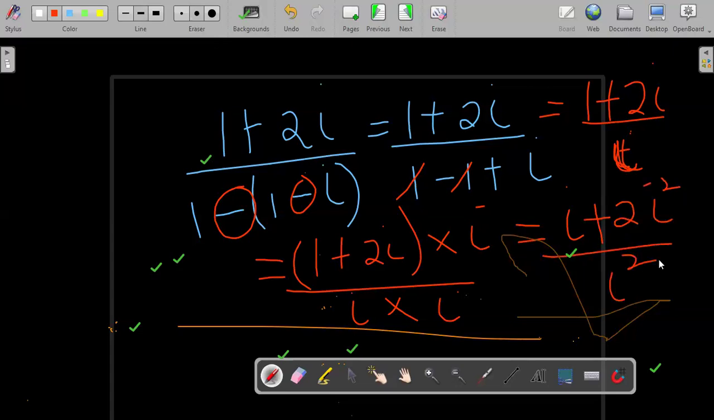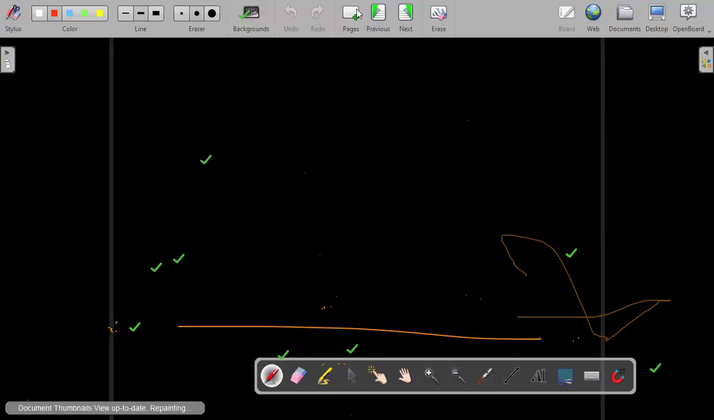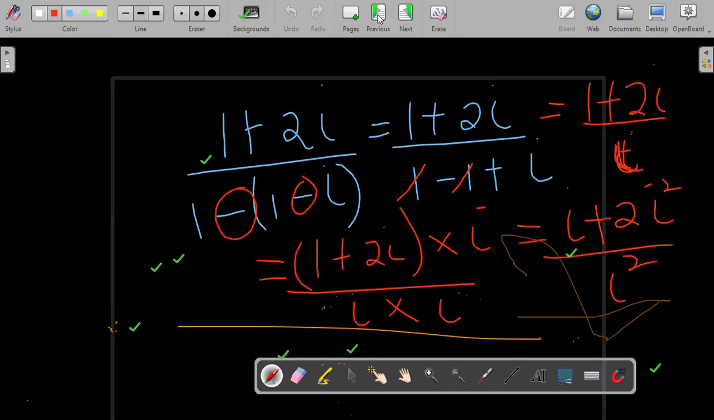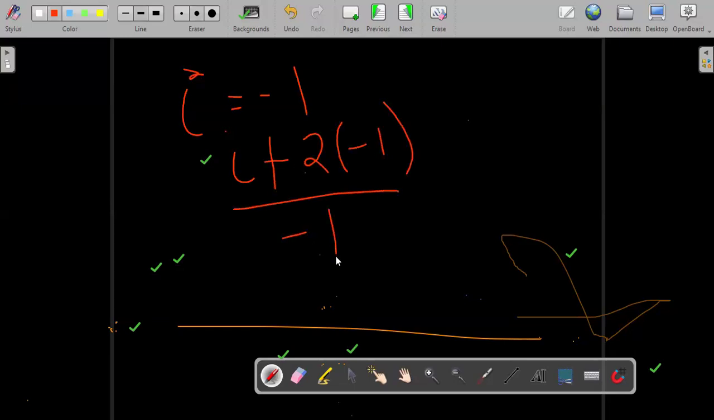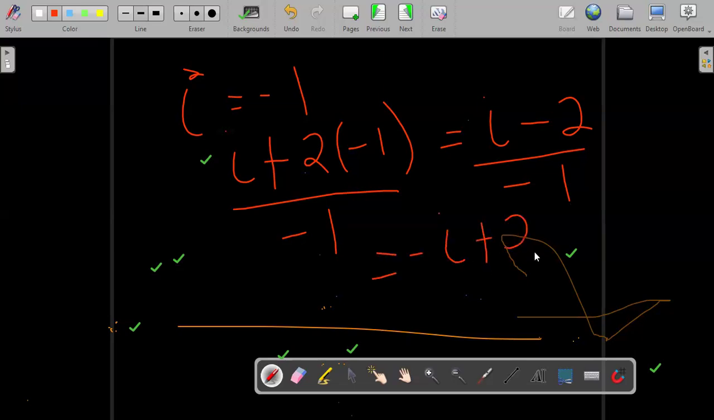over i squared. Remember what we said earlier, that i squared is simply minus 1. That's what we said earlier when we were creating the first complex number. So I'm going to have i plus 2 bracket minus 1, over minus 1, which is i minus 2 over minus 1. If I divide the numerator by minus 1, minus 1 will affect each of these terms. That will give us minus i plus 2.